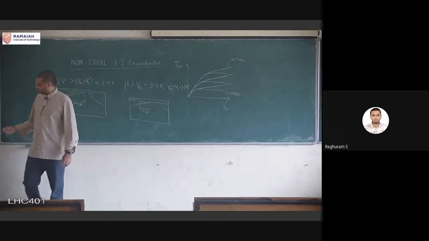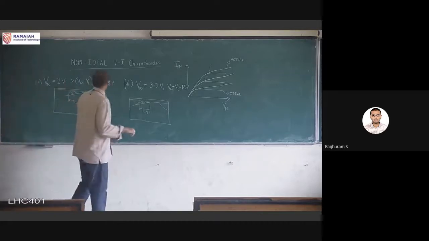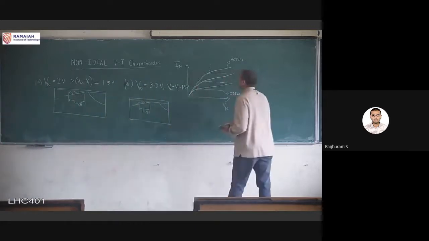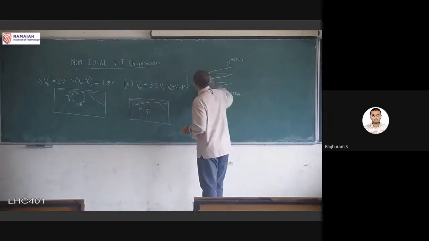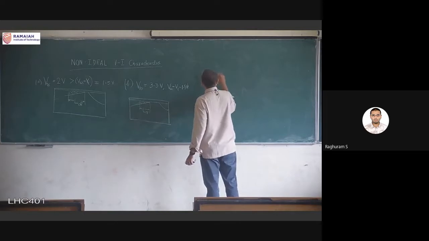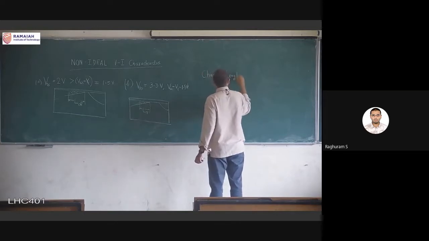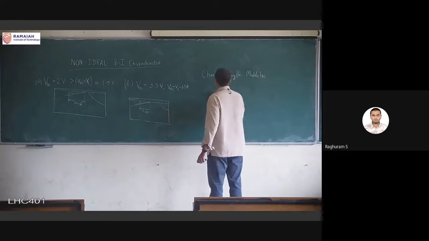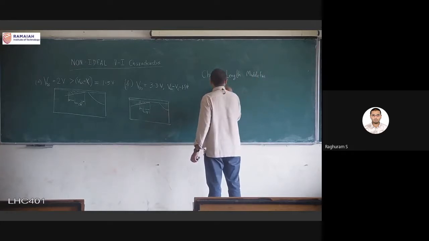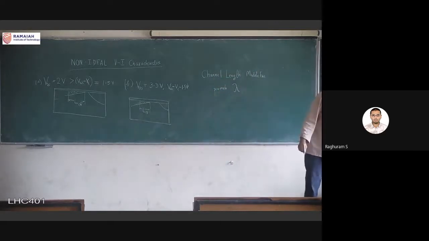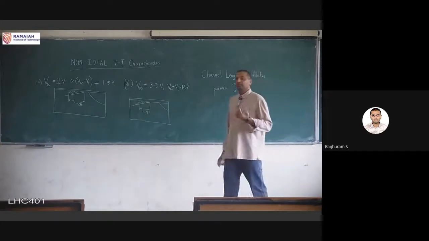And the actual amount by which it increases is given by a parameter called the channel length modulation parameter, lambda. This is something that is given by experimental observation.